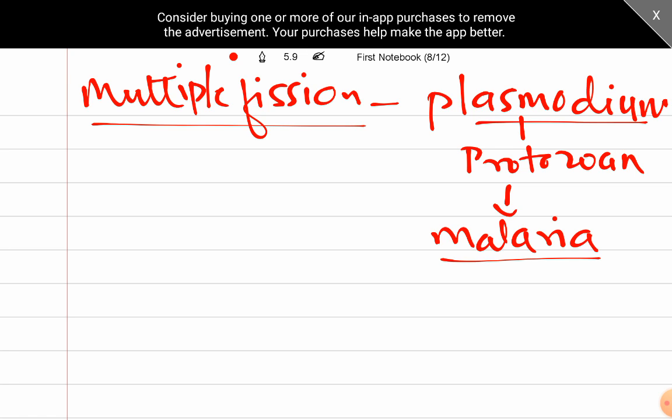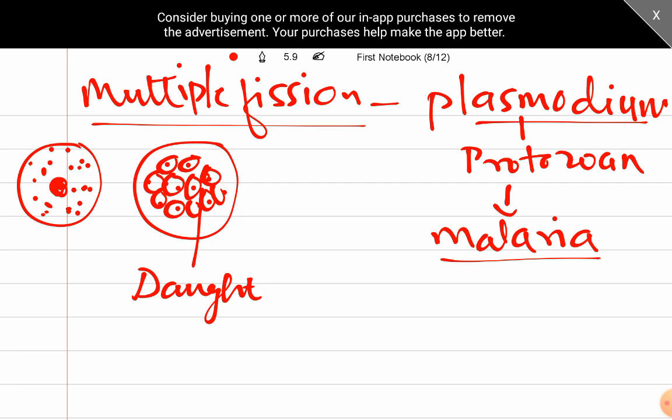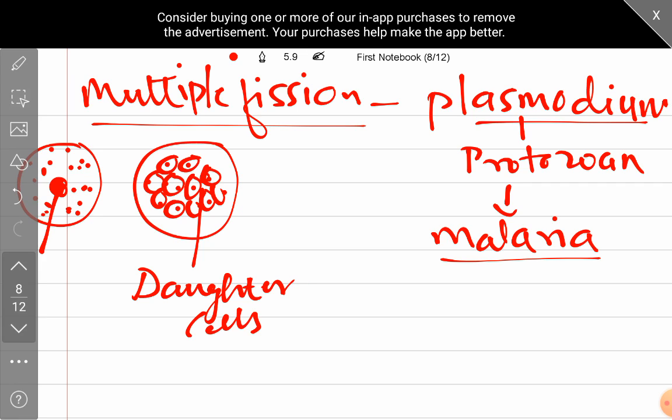How is it divided? It divides in a multiple manner. So see, this is one with one nucleus and cytoplasm. Normal plasmodium, whenever it starts reproducing inside, the cell remains as it is, but several cells start to multiply inside. One nucleus divides into so many cells with a nucleus present in each. These are the daughter cells. Actually, the complete cell is called a schizont.